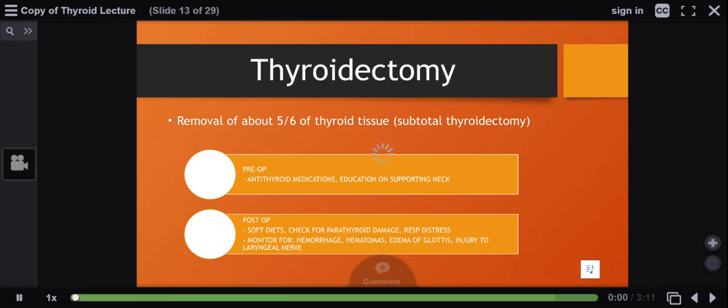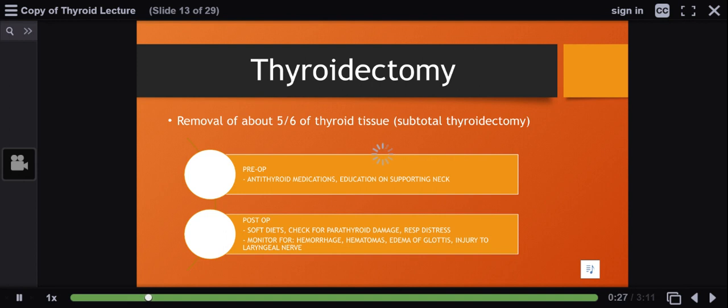A thyroidectomy, which involves the removal of about 5/6 of the thyroid tissue, was once highly used. However, it is now more frequently reserved for pregnant women or patients with large goiters or patients who are unable to take anti-thyroid medications for a long period of time.